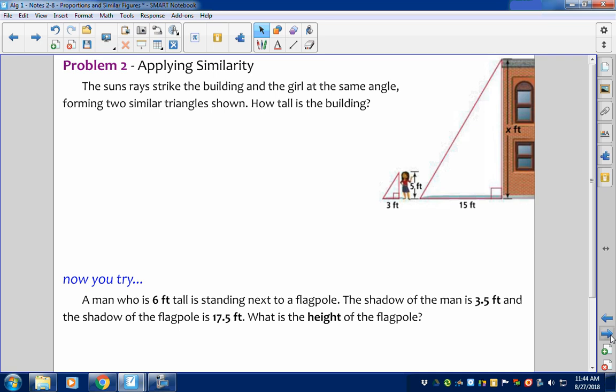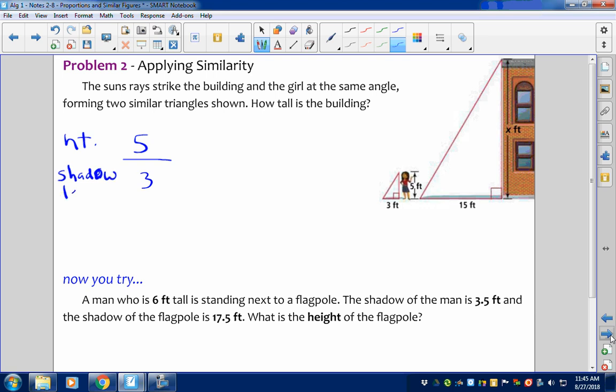It works like this. If the girl here has a height of 5 feet and a shadow length of 3, it goes height over shadow length: 5 to 3. Then I can set it up this way. If I want to know the height of the building, which is x, that'll go on the top over the building's shadow length, 15. So you might want to jot down here, it's height over shadow length, so that we get the girl's and the building's ratios in the right place. And you can use this to get a pretty good estimate.